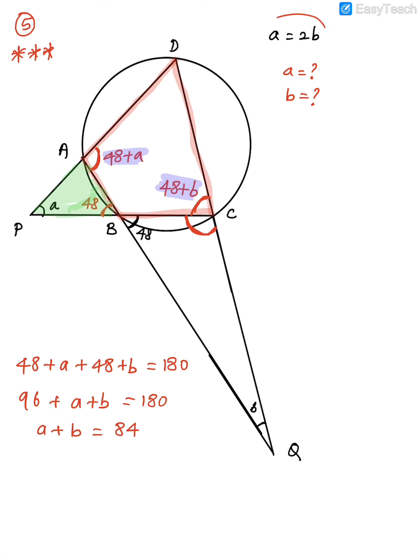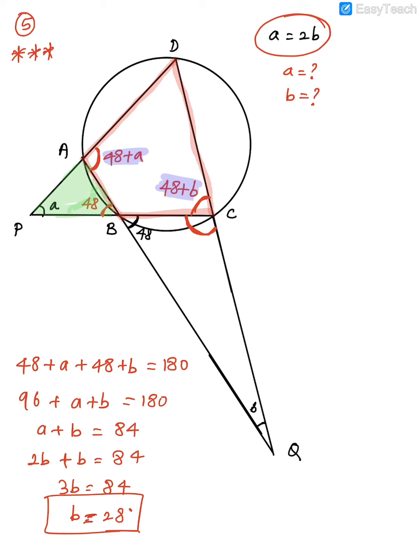But in the question, what were we given? What is A equal to? 2B. So 2B plus B is equal to 84. So 3B is equal to 84. So B is equal to 28 degrees. Done. Now if B is equal to 28 degrees, how do we find A? I'm not going to help you. Okay, I think you can do it yourself, right? 28 twos are 56 degrees.